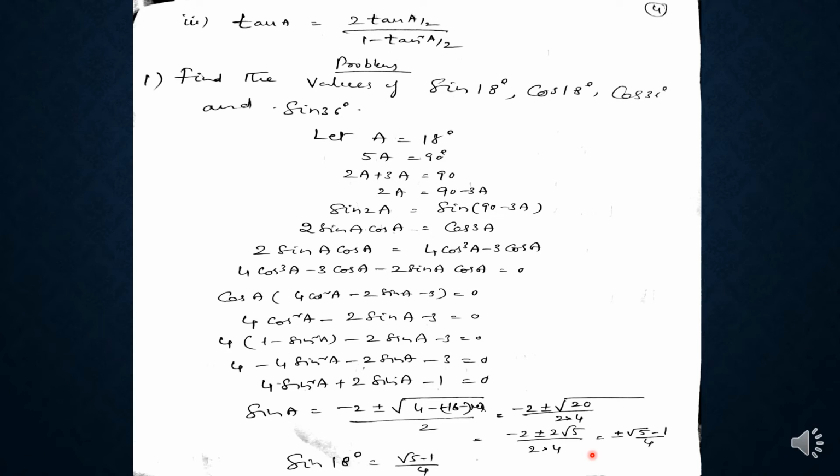What is cos A? Cos A is equal to cos square A by 2 minus sin square A by 2. In terms of cos A by 2 it is 2 cos square A by 2 minus 1. In terms of sin A by 2 it is 1 minus 2 sin square A by 2. And in terms of tan A by 2 it is 1 minus tan square A by 2 by 1 plus tan square A by 2. So here tan A can be written as 2 tan A by 2 by 1 minus tan square A by 2. So these are the submultiple angle formulas.